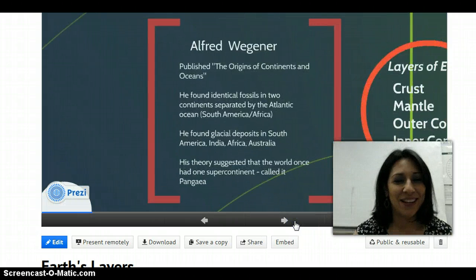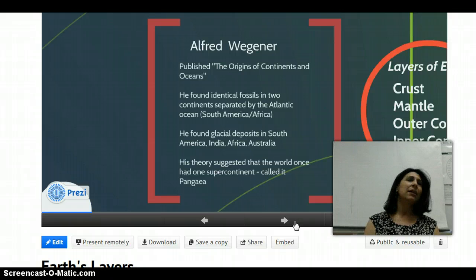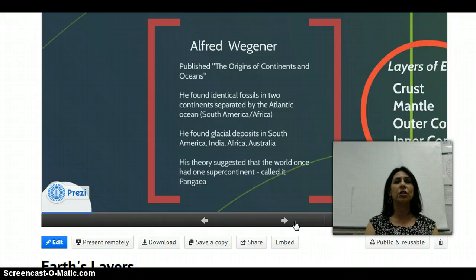Alfred Wegener published an article in his time called The Origins of Continents and Oceans. In this article, he gave evidence for the suggestion, or the consideration, that the continents were once joined together. He found identical fossils of plants and animals on the Atlantic coast of South America and the Atlantic coast of Africa.